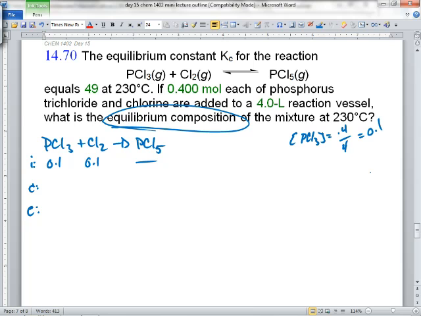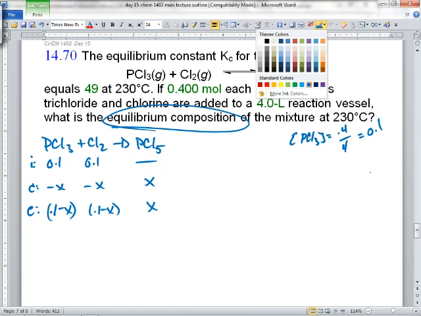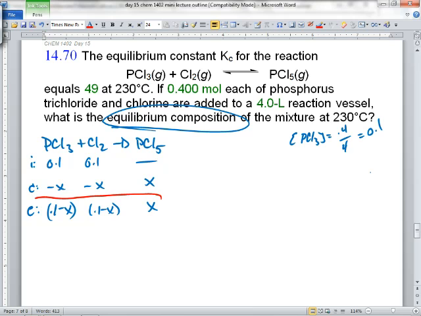Change row. Victoria. Negative X for both of them, yeah. Right? She's using the stoichiometric coefficient. Our answer is in the equilibrium row: 0.1 minus X, 0.1 minus X, and X. All right, so remember where our answers are. Those are our answers.